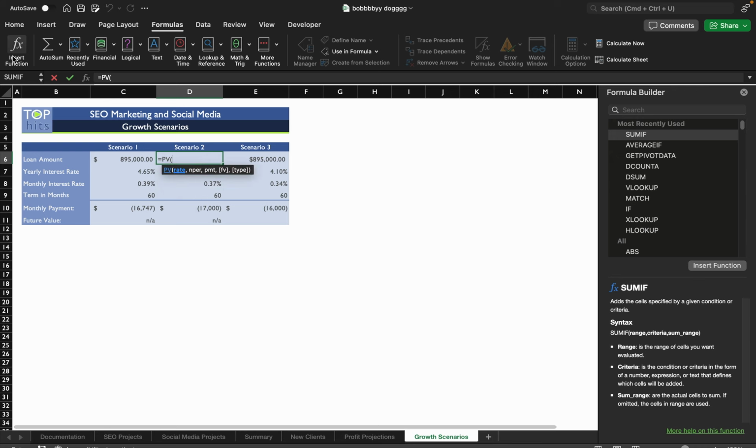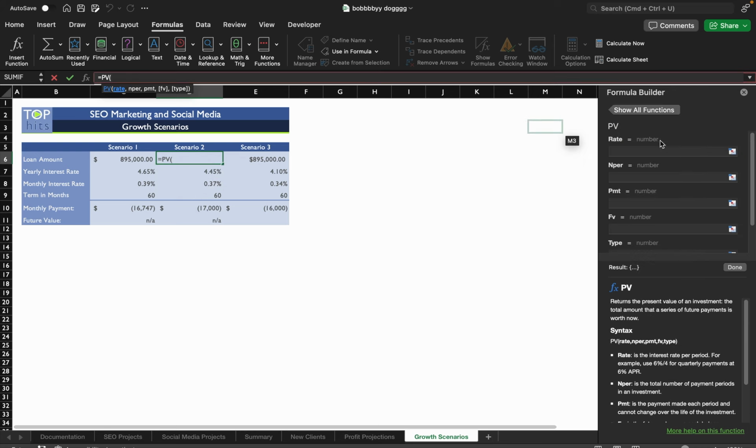And then, of course, I'm going to open it up here again. It's very similar. The PV returns the present value of an investment, the total amount that a series of future payments is worth now. So again, we're going to go to the rate, and for the rate, we are going to go back over here and put the interest rate. It's going to be the monthly interest rate, so it's going to be D8.